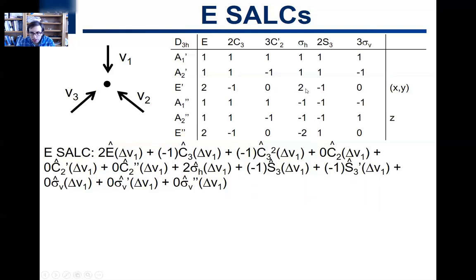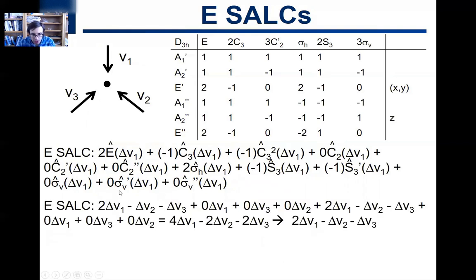2, -1, 0, 2, -1, 0. There it is. 2, -1, -1. Why is there 2 -1s here? Remember, we have 2 in that class. But there's 2 -1s, the zeros for the C2s, 2 for the sigma H. There's only one sigma H. 2 -1s for the 2 S3s, and then the 3 sigma Vs get 0. And if you do all that math, and again, all the actual mechanics of moving the vectors, we already did all that. That stays the same. You'll get 4v1 minus 2v2 minus 2v3. Well, we can divide that by a common factor of 2 to get 2v1 minus v2 minus v3.